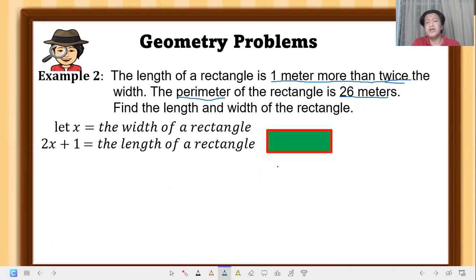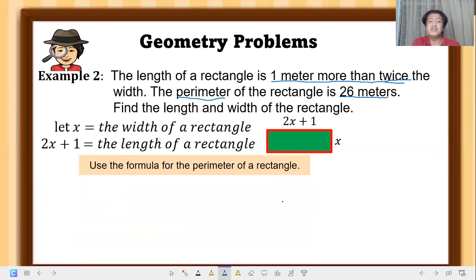Okay, from this, you can now illustrate the rectangle. Ito yung ating rectangle. Yan yung ating label. X, yun yung width. Yung length niya is 2x plus 1. Okay, then you can now use the formula for the perimeter of rectangle. From that, P or perimeter is equal to 2 length plus 2w or width. Then you are going to substitute the given. Yung 26 perimeter, then yung length dyan, papalitan mo lang siya ng 2x plus 1 at yung width natin, yun yung x dyan.